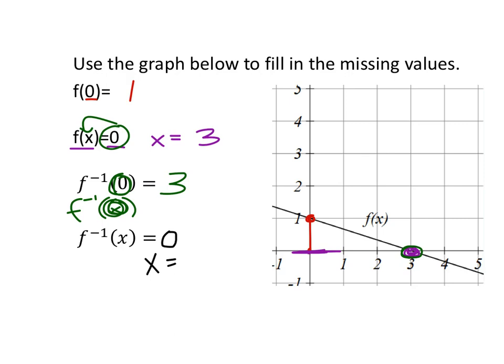The f inverse of x is 0, so that would be like y is 0, but remember that's switched, so it's really what is the y value when x is 0? So in that case it would be 1. I'll use a different color there, 1. So it corresponds to this point as well, which is, well, it's inverted.